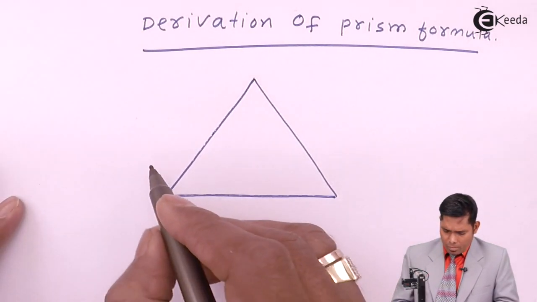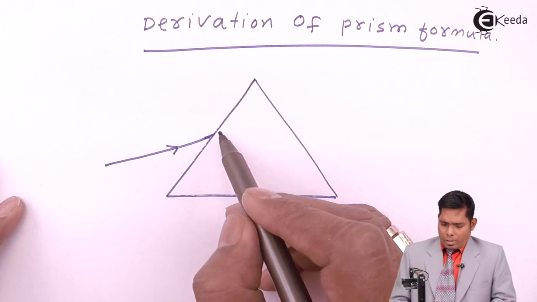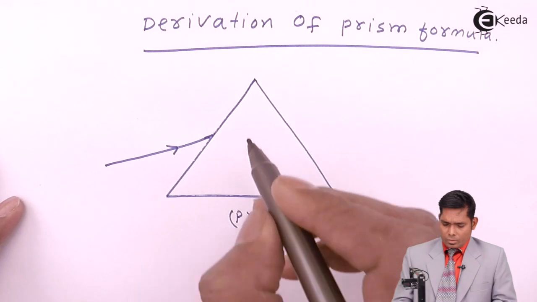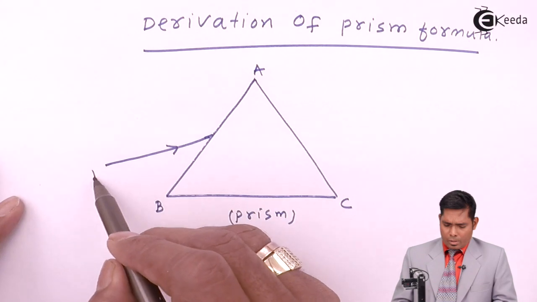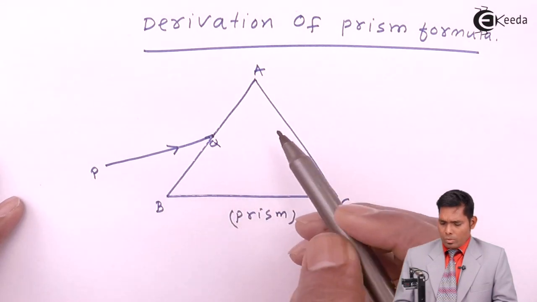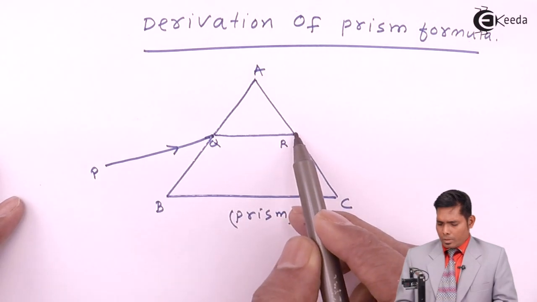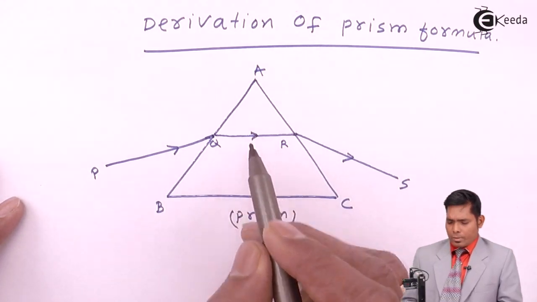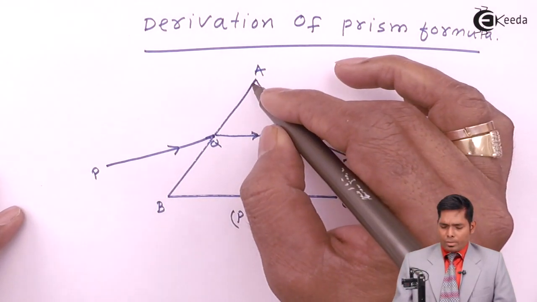Now, let us say this is the incident ray. This prism is called ABC. Suppose this point is P, this point is Q, and this point is R, and it comes out like that. So PQRS is the path followed by the ray. A is obviously the angle of the prism.